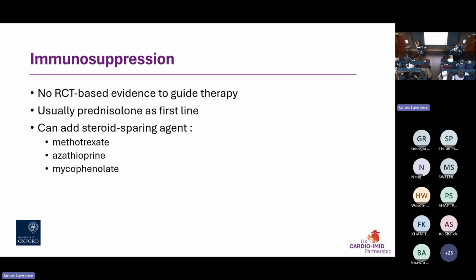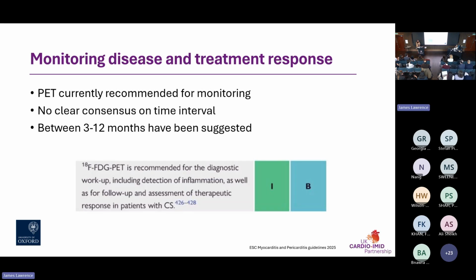Immunosuppression, so this is a bit of an evidence-free zone. We have no RCT-based evidence to guide therapy. We normally put prednisolone in as a first-line agent, and then if there's not much of a response, you can add a steroid-sparing agent. And currently PET is recommended in these guidelines for monitoring. We tend to go for about 6 months, but actually anywhere between 3 and 12 months has been suggested.